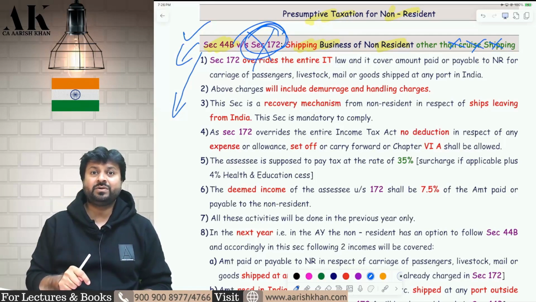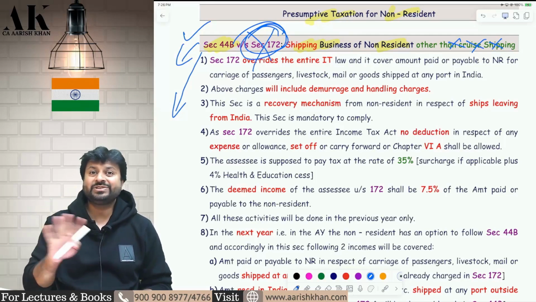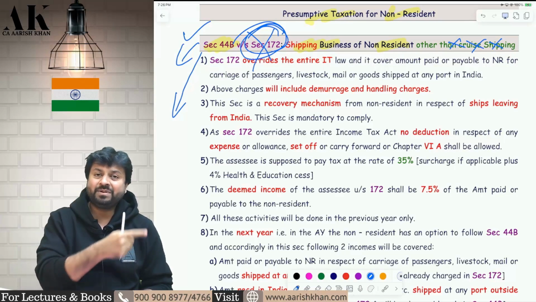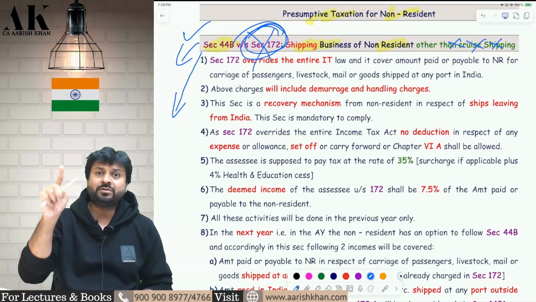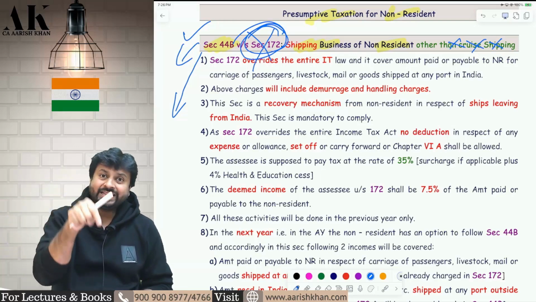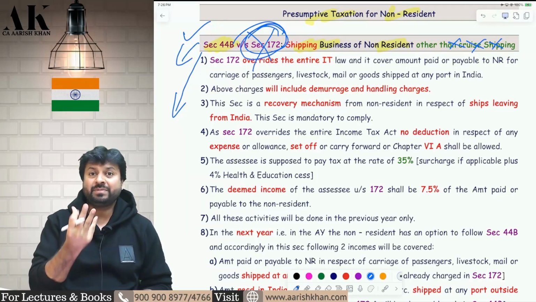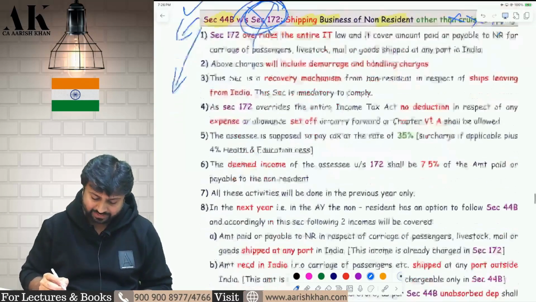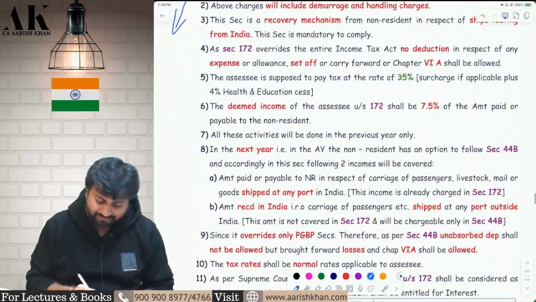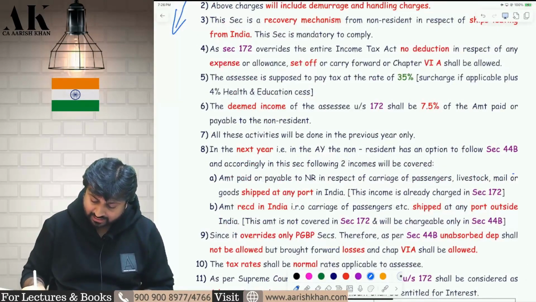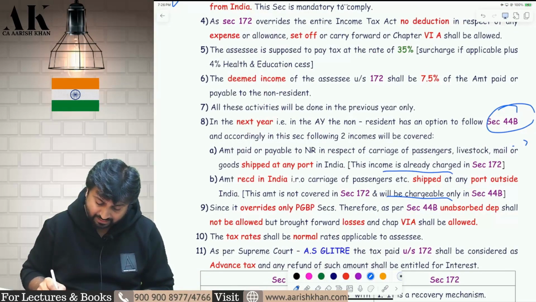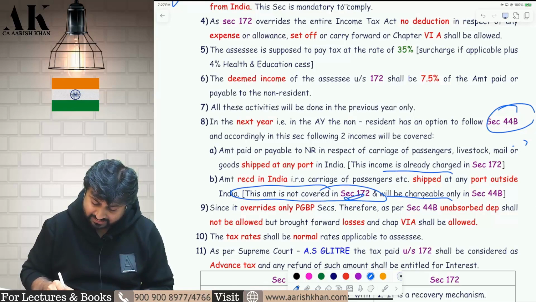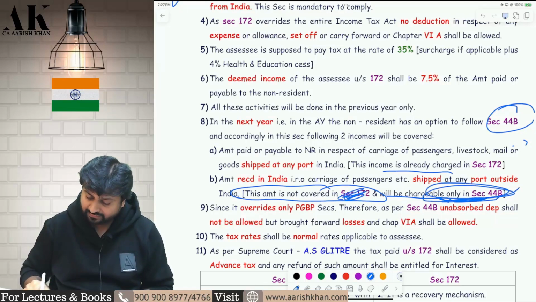Then whether that is covered under 172? The answer is no, because 172 is only applicable if the ship leaves India. 172 is not applicable if the ship leaves from Singapore to Dubai or Dubai to Singapore. But that income is also taxable in India because the money is received in India. So that income will be directly classified under which section? Under section 44B itself. This income is not covered in 172. It is chargeable only in 44B.